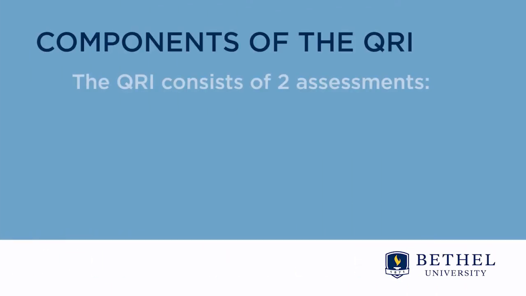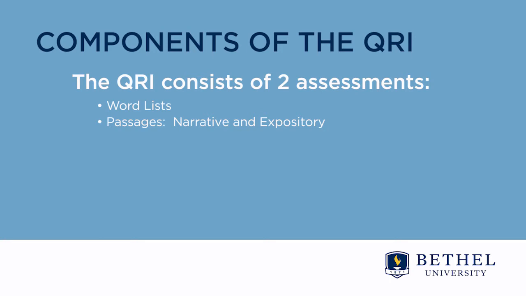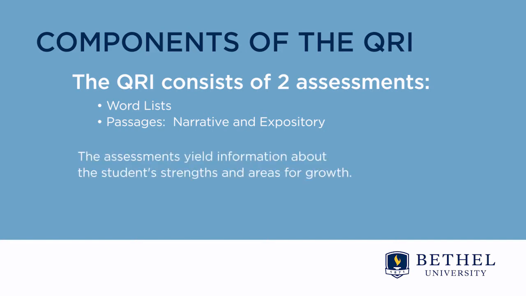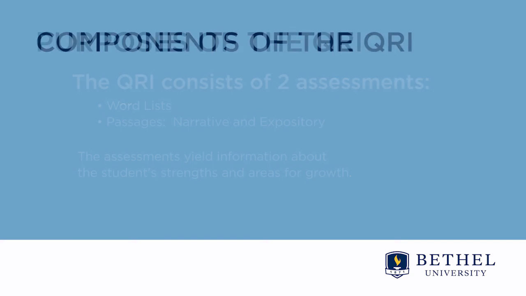The QRI consists of two assessments, word lists and passages. There are two types of passages, narrative and expository. They have different purposes, which will be explained later. The assessments yield information about the student's strengths and areas for growth.